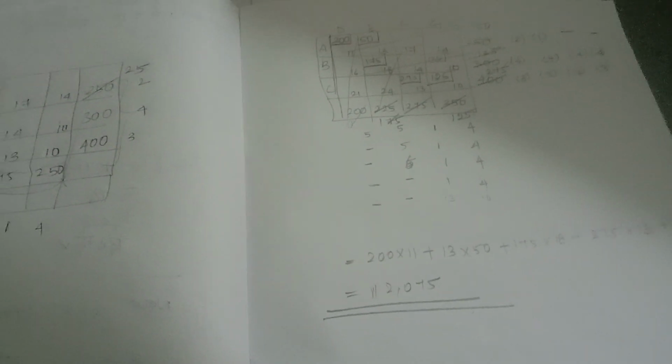So this is the way we have to solve for the optimal solution based on the MODI method. If we want to do the MODI method, first we have to find the initial basic feasible solution based on Vogel's approximation method, and only then we can find the solution using the MODI method.